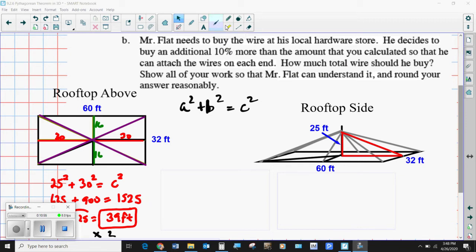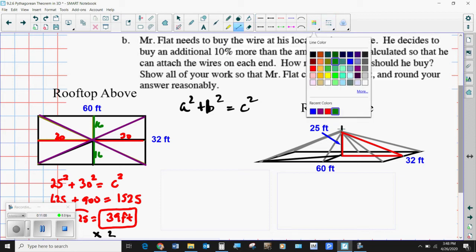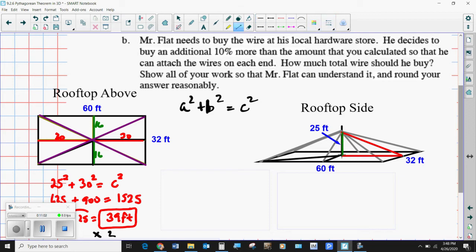So I'm going to color code this in green and say, all right, so that's 25. So we're going to do 25 squared. And what's the distance from that pole to this part of the roof? Well, that's halfway across. Half of 32 is 16. So 25 squared plus 16 squared will equal whatever the hypotenuse is squared, and then we'll take the square root. Go ahead, pause, and when you come back, I'll reveal. See if you got the same thing as me.